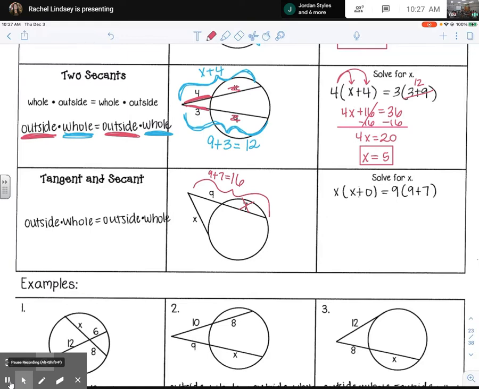But x times x is x squared. 9 plus 7 is 16. What's 9 times 16? I don't know that one. Hold on. 144. And what's the square root of 144? 12. So x will be 12.